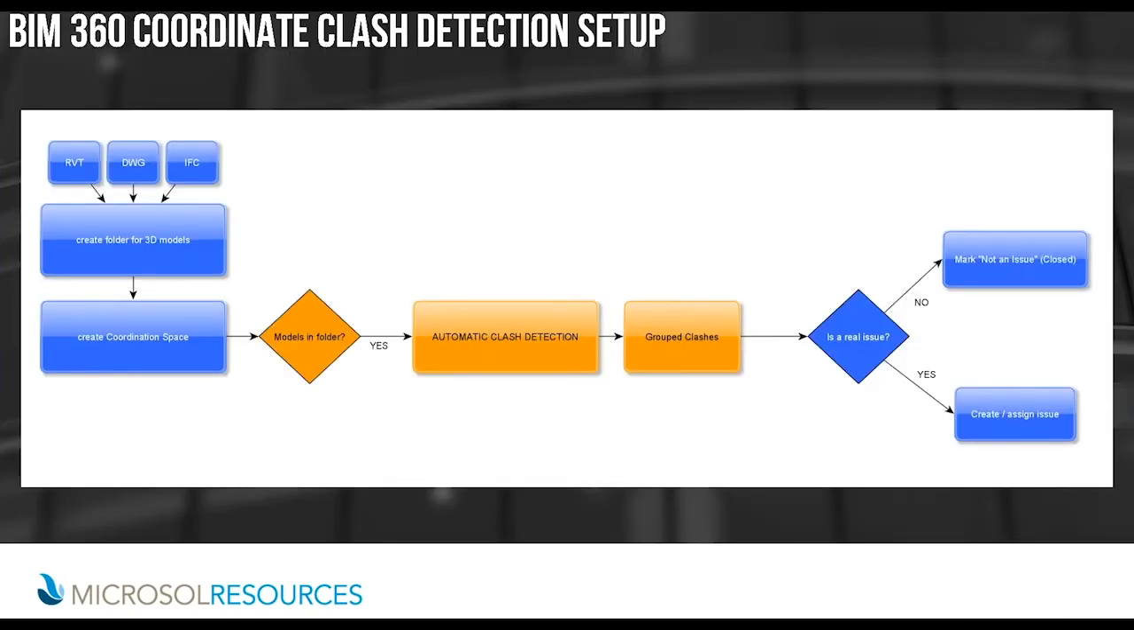To get model coordination set up, you will need to perform a few simple steps. First, you'll need to create the coordination folders within document management. Secondly, a coordination space in model coordination must be created, which points to those folders previously created. Once the folder is populated with 3D models, clash detection will automatically begin.